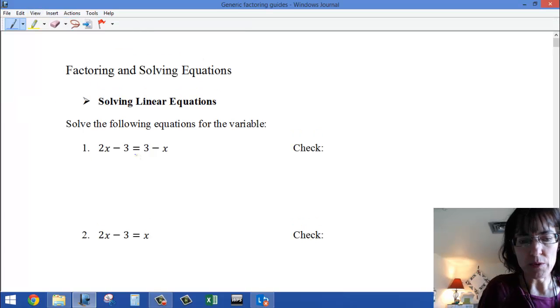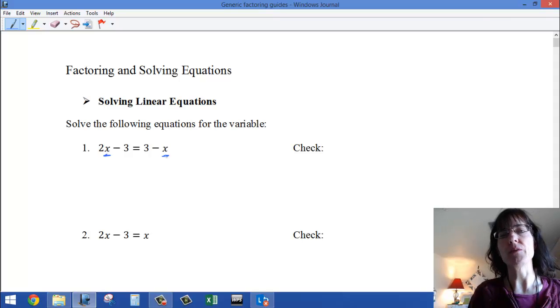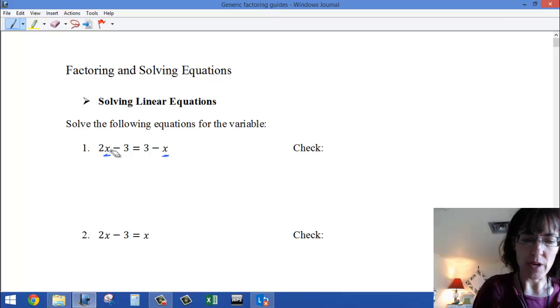I see that I have two places where that variable is appearing, and it's an x. And so what I want to do is get both variables to one side and combine them as like terms, and get the numbers to the other side. So I'll show you how we do that.